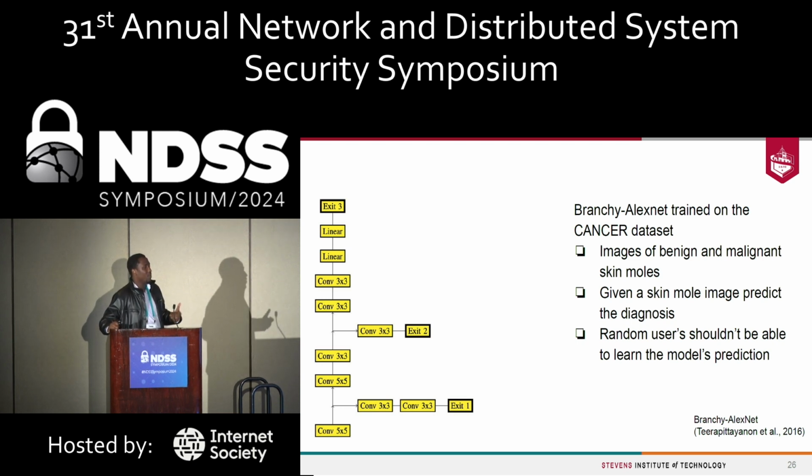And also, we want to note that the predictions of the model should be private. That is, when I send an input skin mole image to the adaptive neural network, only I should be able to know what the model's prediction on my input is. Other users shouldn't be able to figure that out.